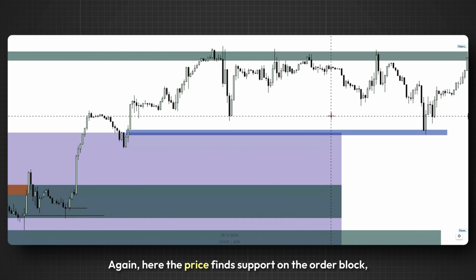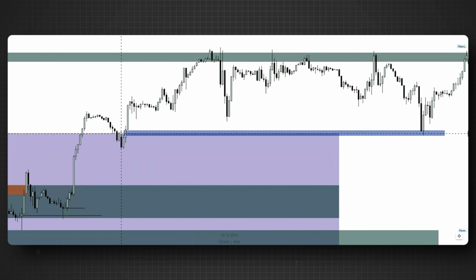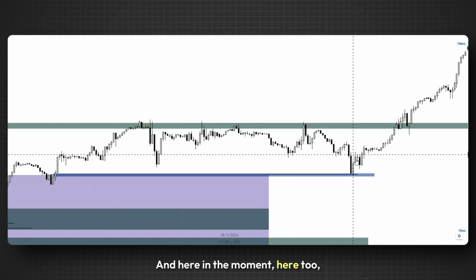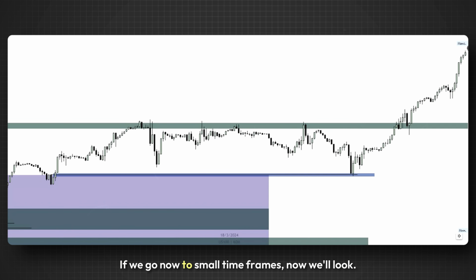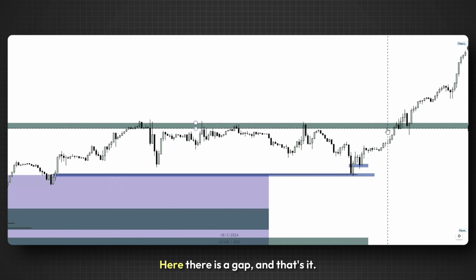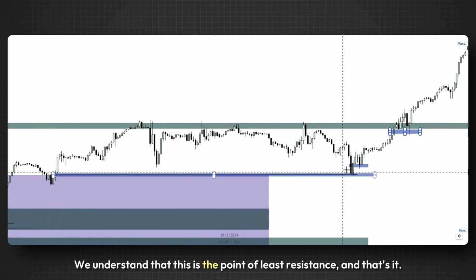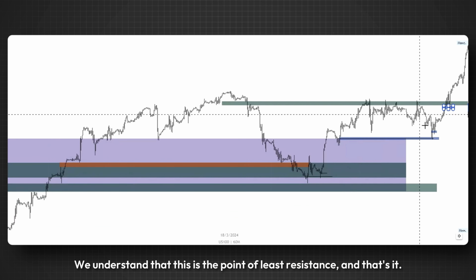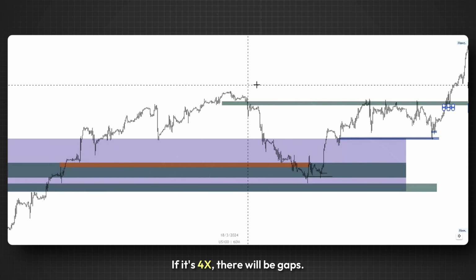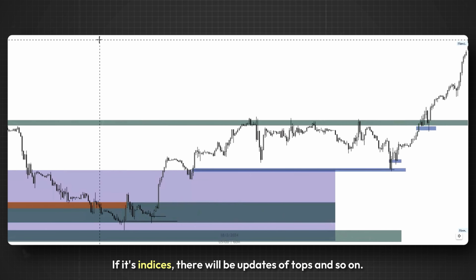Again, here the price finds support on the order block, rebalances the gap, and that's it. And here in the moment, if we go now to small time frames, we'll look, there is something there anyway. Here there is a gap, and we understand that this is the point of least resistance. And further, we have some tops. If it's Forex, there will be gaps. If it's indices, there will be updates of tops and so on.